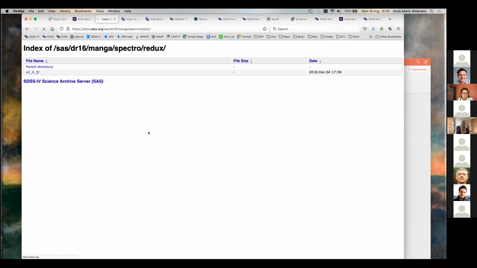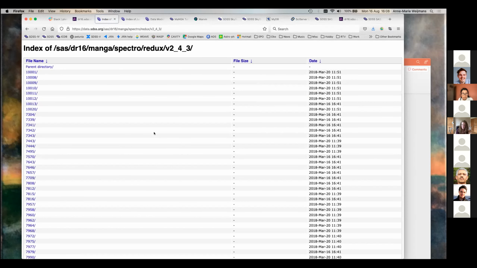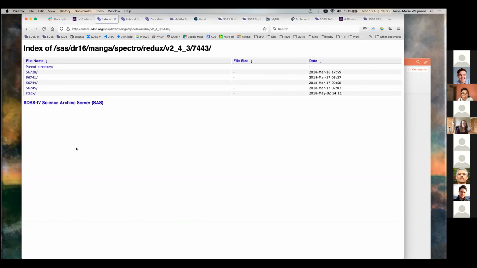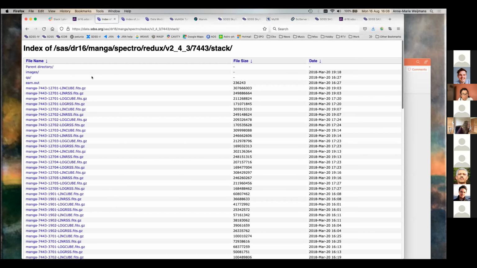It may be that this is just a very large directory and therefore it takes a while, because I have the feeling that we observed a lot of MaNGA galaxies in the past 5 years, but there they are. Of course, like anyone working with MaNGA data, I have my favorite plate, 7443. It's the commissioning plate. And there I can now click and download, say, the cubes.